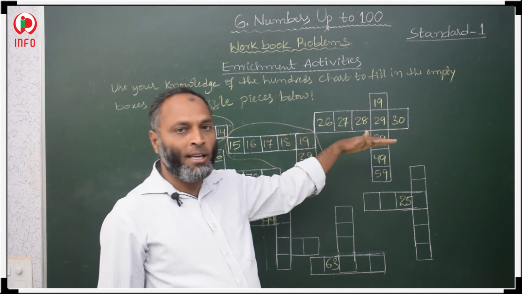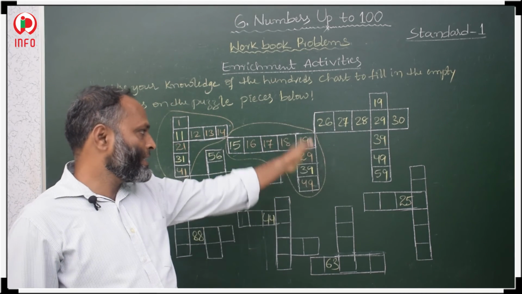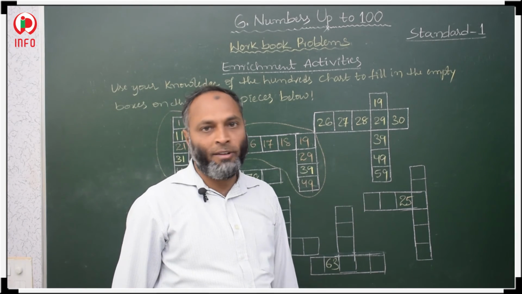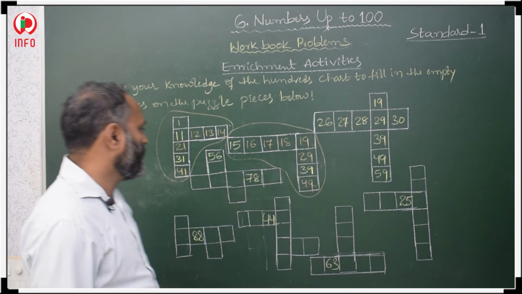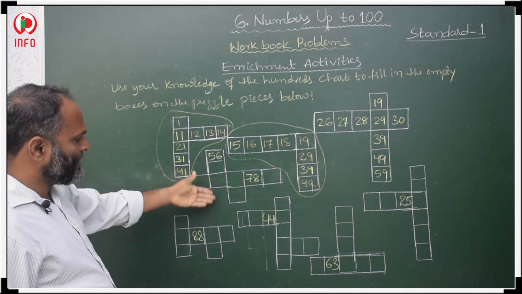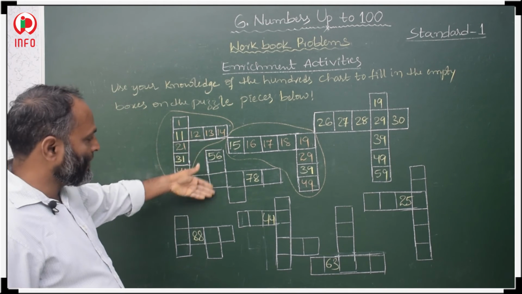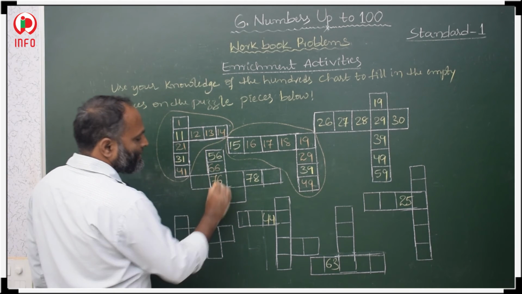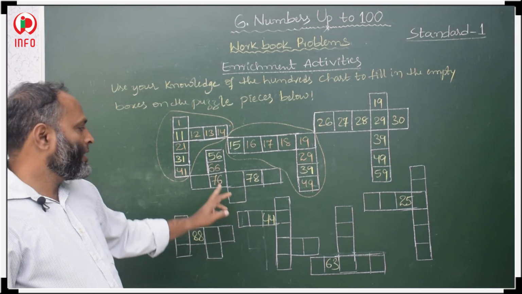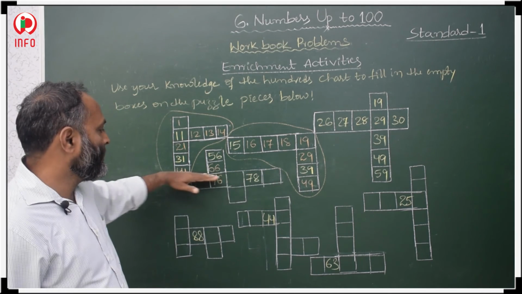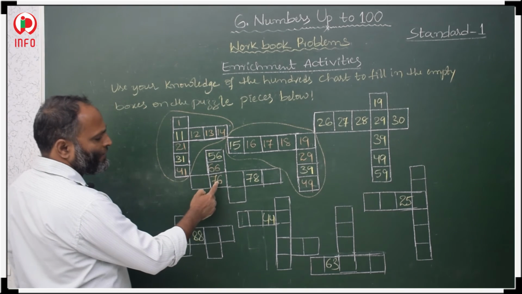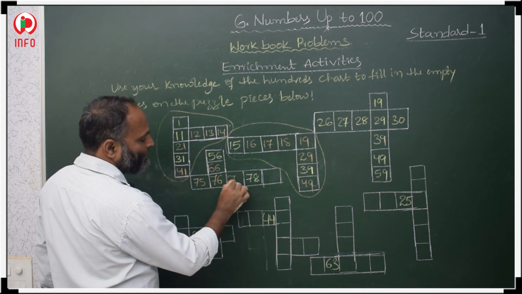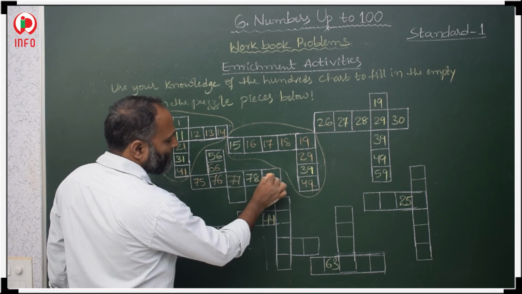Whenever vertical is there, we have to skip 10 numbers. When horizontal is there, we have to take serial numbers. Now here, this is not horizontal, this is vertical: 56, after that 66, after that 76. Here this is a horizontal line. How to fill it? Before 76 is 75: 75, 76, 77, 78, 79.